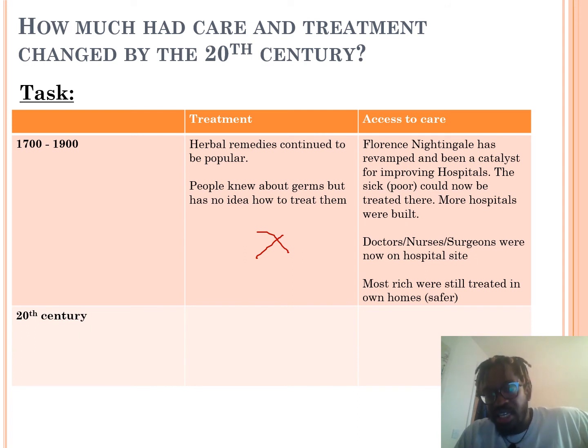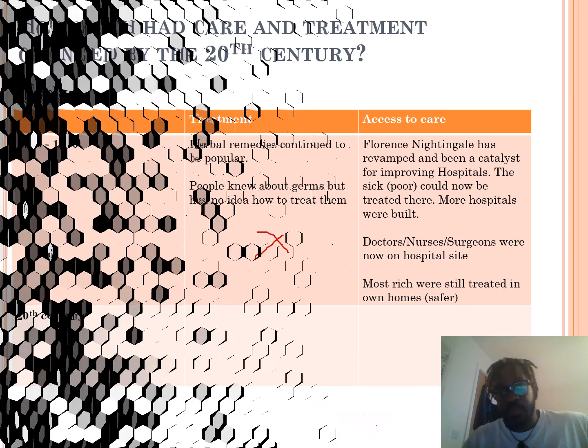And then in terms of access to care, go back to your previous work, look at the NHS. How has access to care changed from what it was in the 1700s to the 1900s to the present day? What types of access and, I guess, provision do people now have? And that will relate to the work that you've done on the NHS from last lesson. So how have things changed, or how much did things change by the 20th century?